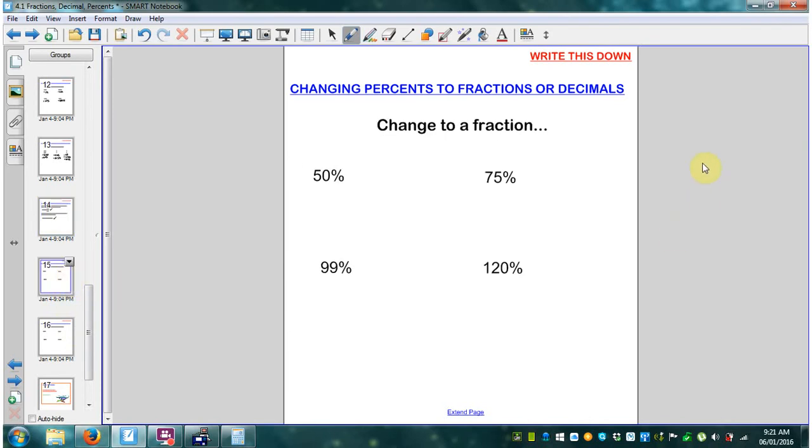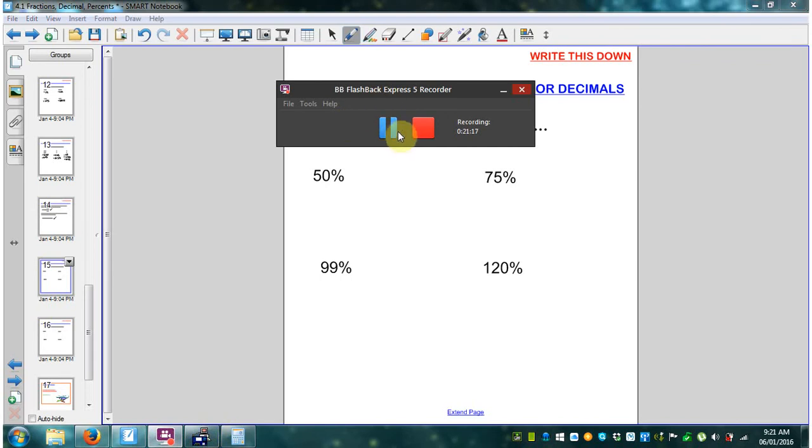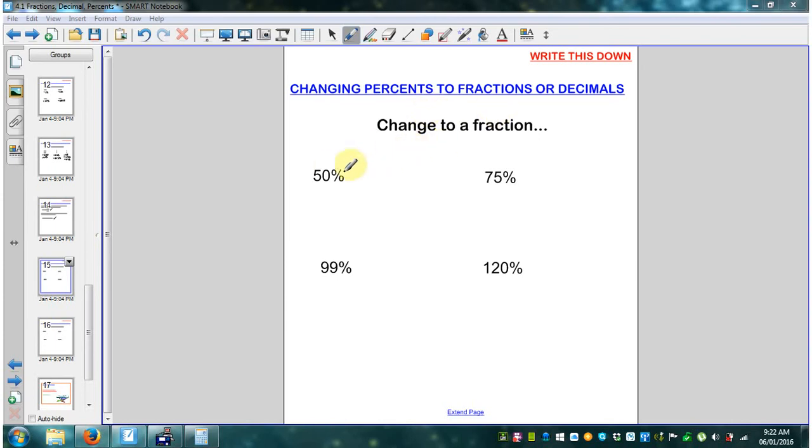Okay, so just a few examples now. Write them down in your book. We're going to quickly do them together. Or you can give them a try on your own first, and then after you can check over the answers with me. Okay, so quickly, change to a fraction. 50% is 50 over 100. Or we can simplify that to 1/2. Which makes sense. If you got 50% of the questions right on a test, you got half the questions right.